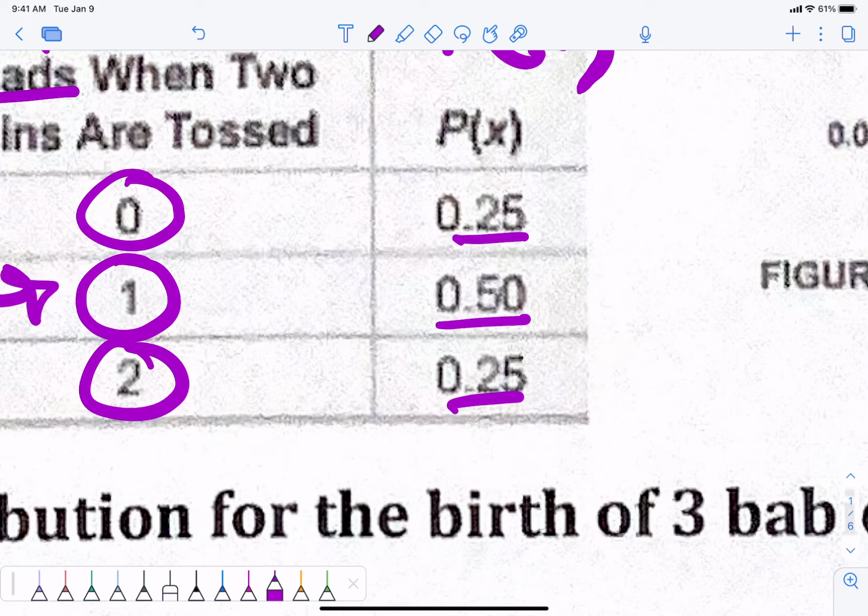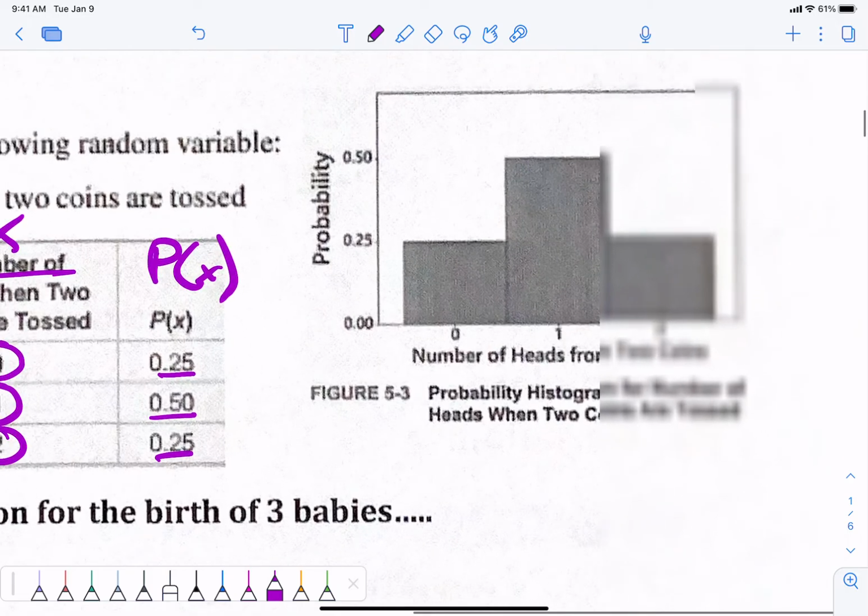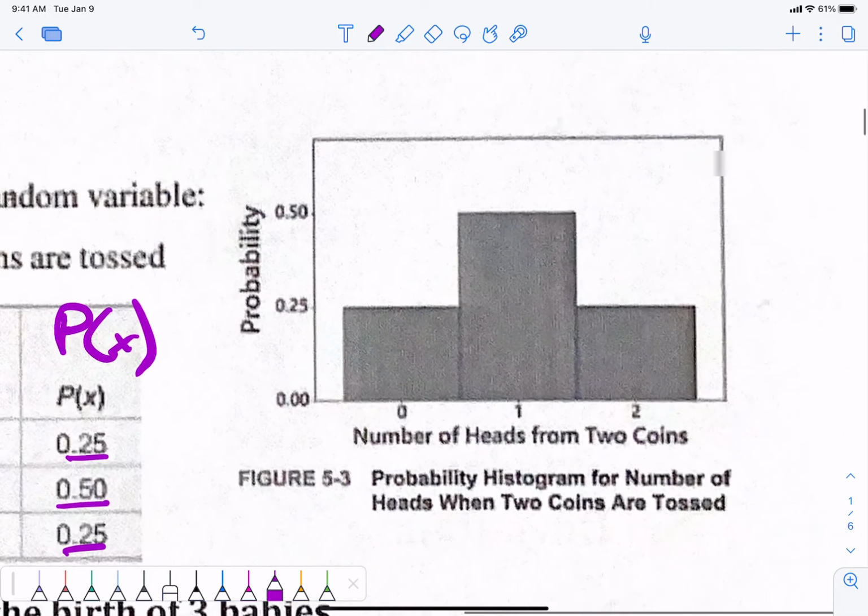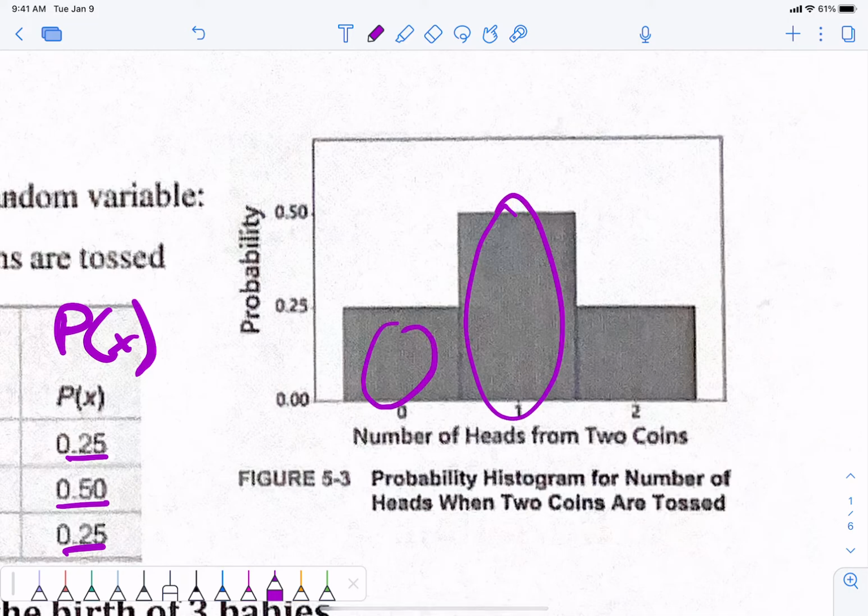So you have a higher chance of getting 1 head than you do of getting 2 or 0, because it could be heads, tails, or tails, heads. You have a higher chance, okay? So if we graph that, this is my graph of that probability distribution. You can kind of see that bell-shaped curve a little bit, even though we only have 3 bars. You have a higher chance here in the middle of getting exactly 1 than you do of 0 or 2.